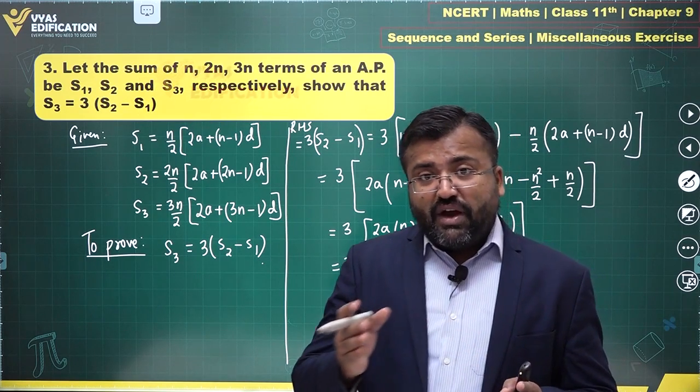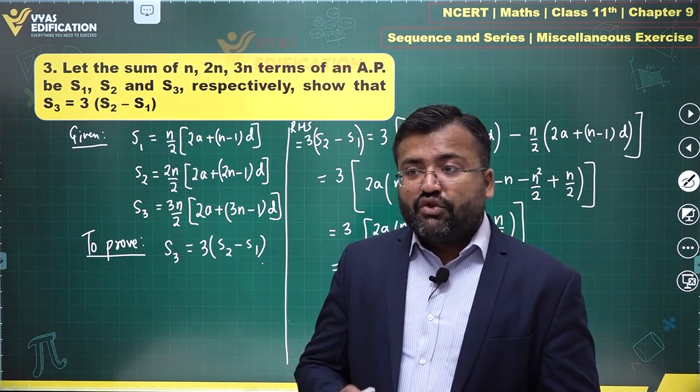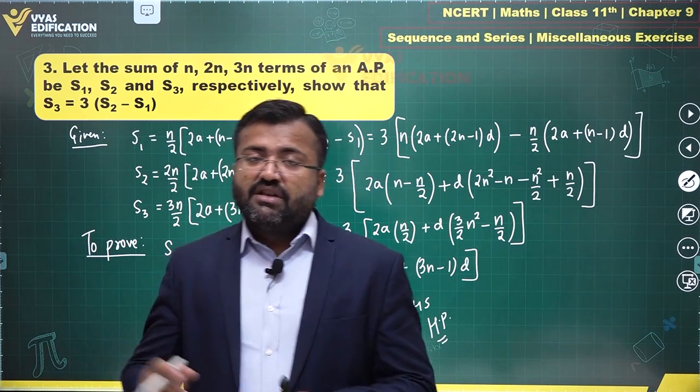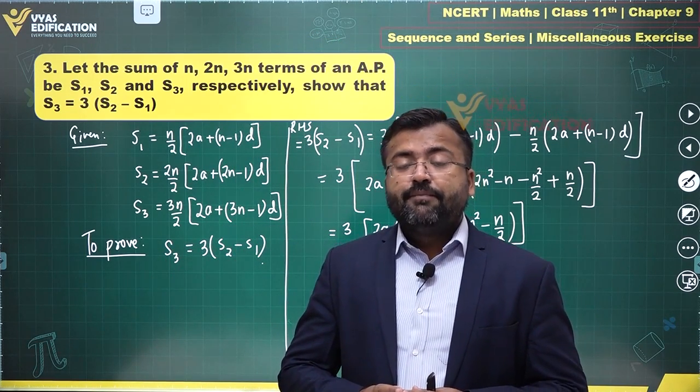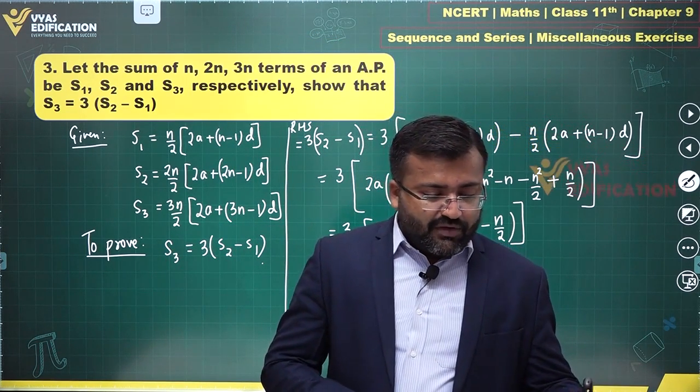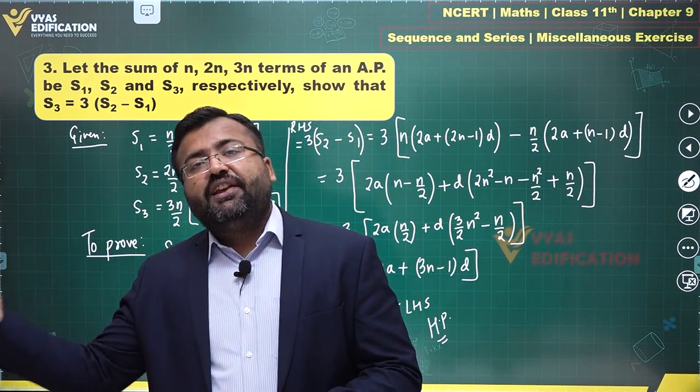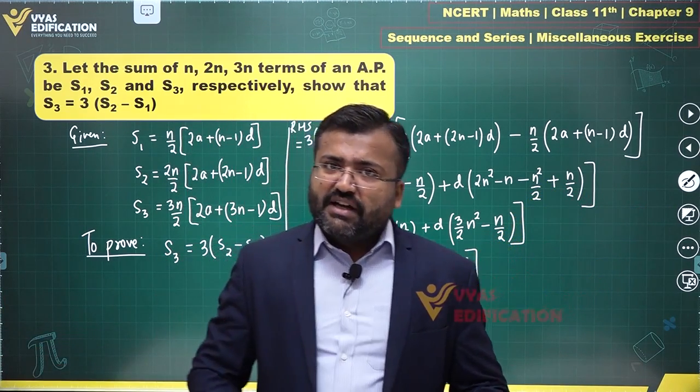S1 is from first to n terms, okay? When you take the difference, you get n plus 1 to 2n terms. That's what you get, right? Okay. And what is S3? S3 is the sum of the starting n terms, the next n terms, and the next n terms as well. 1, 2, 3 n terms, right?